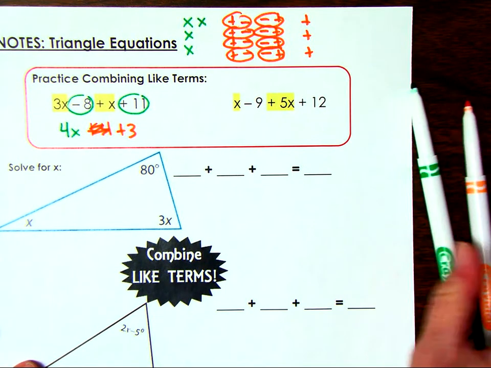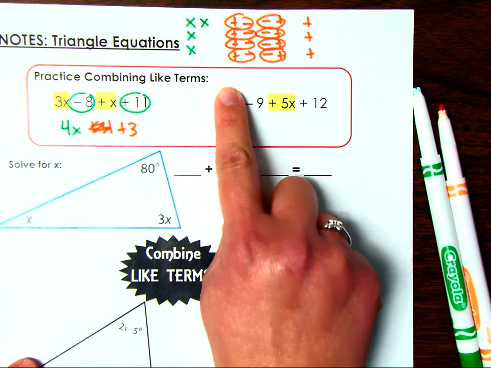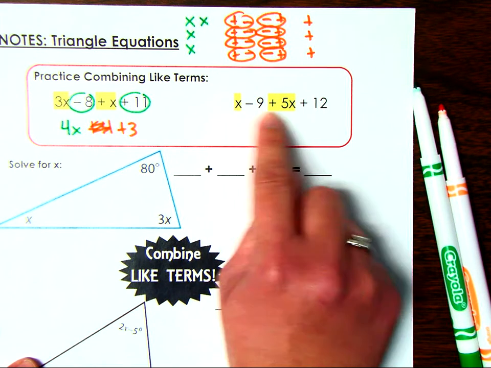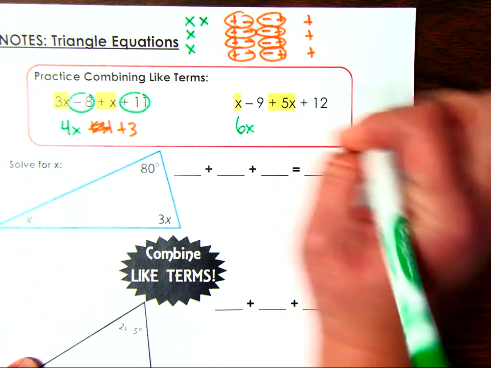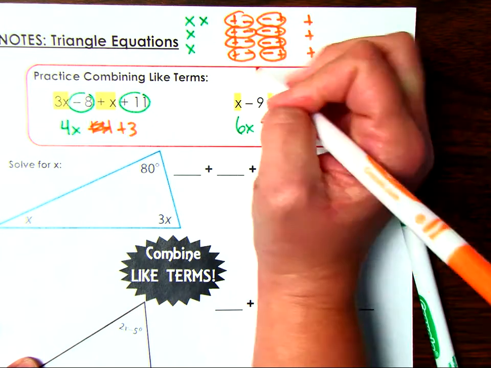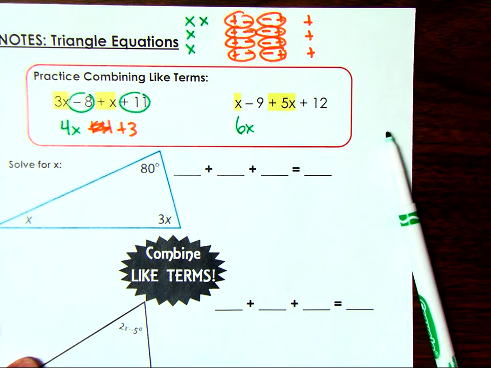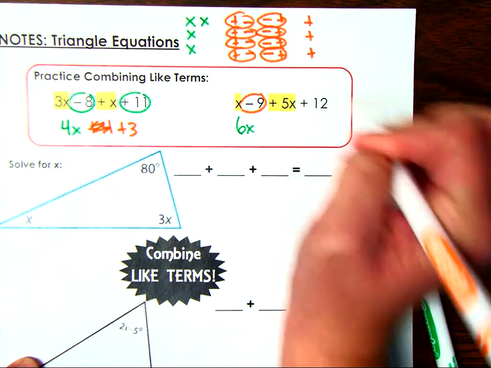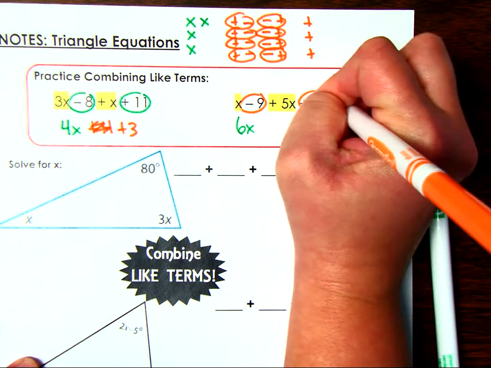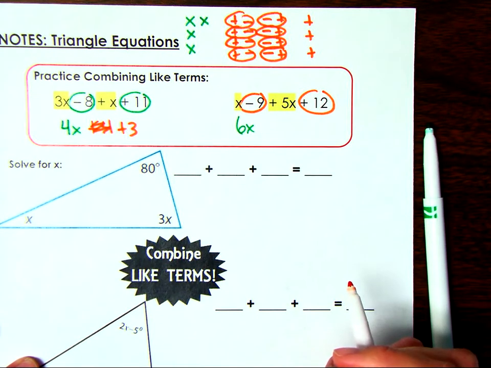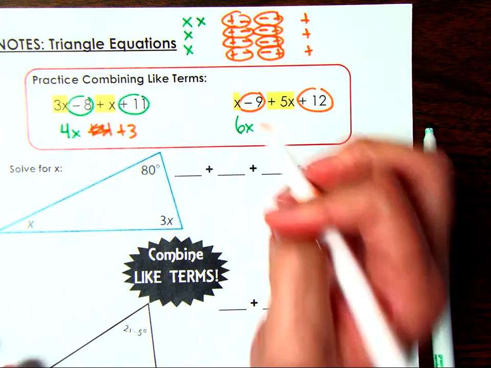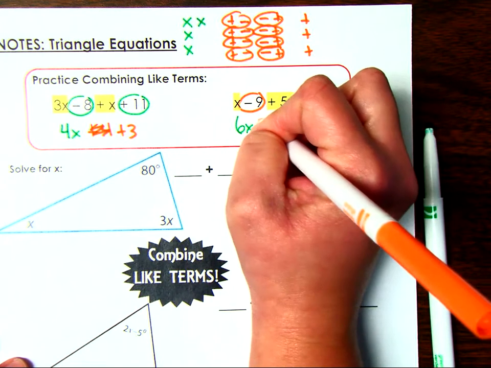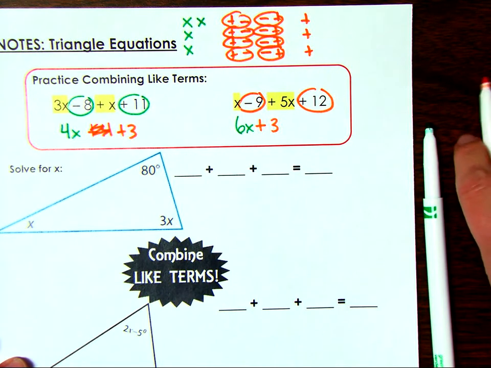So without drawing a picture, let's prove this one. If I have 1x, because if there's no number in front, that coefficient is just 1, combined with 5 x's, that means I have 6x. Then I have a negative 9 combined with a positive 12. When my signs are opposite, we're going to subtract. So 9, 10, 11, 12. And there are more positives. So this condenses down to 6x plus 3.